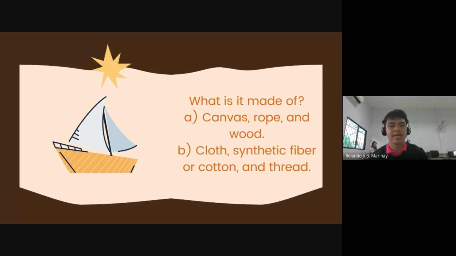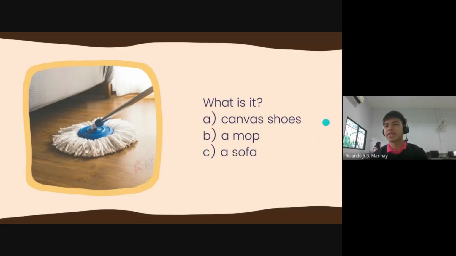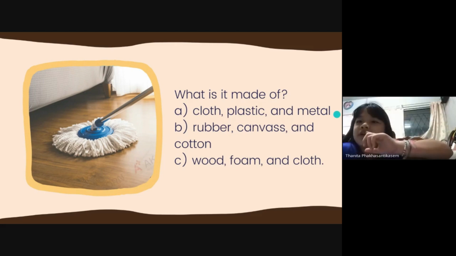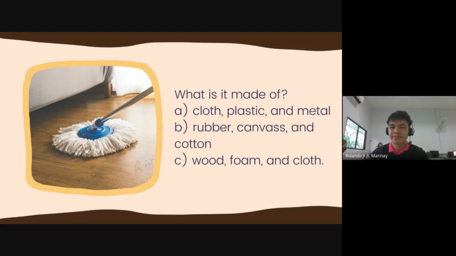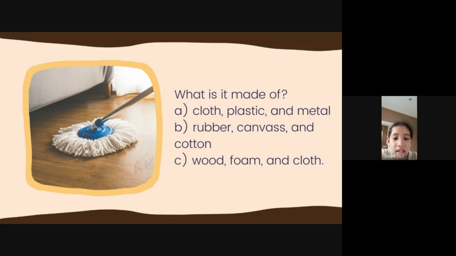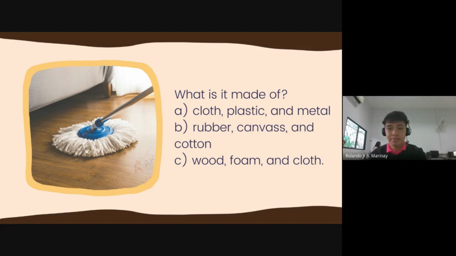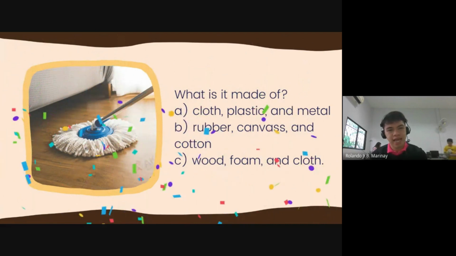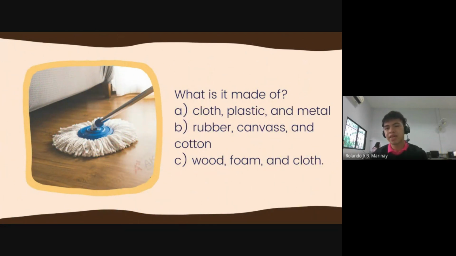Next question. What can you see in the picture? B, a mop. Very good. It's a mop. And the next question. What is it made of? A. Yes, that is correct. It's made of cloth, plastic, and metal. The mop that you can see in the picture is made of cloth, plastic, and metal.